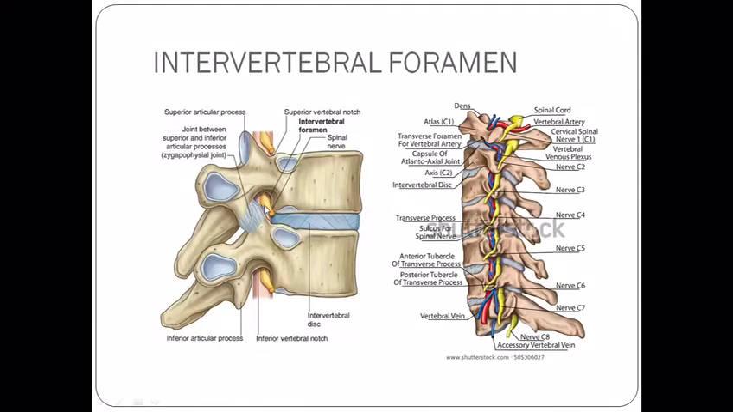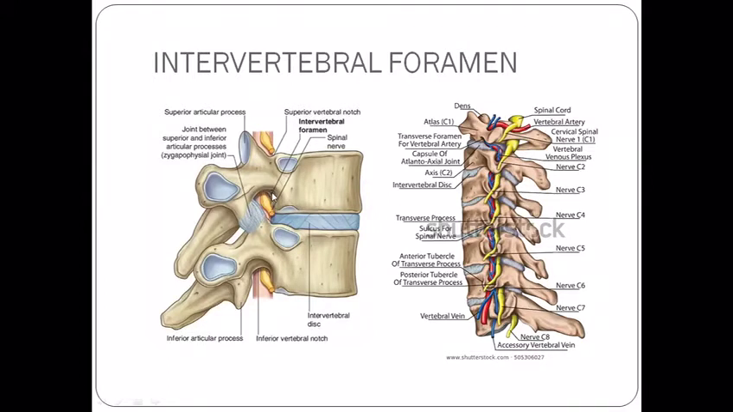Next is the intervertebral foramen. Intervertebral foramina are observed on the sides of the vertebral column, and each is bounded above by the inferior vertebral notch of the above vertebra, below by the superior vertebral notch of the below vertebra, anteriorly by the posterior aspect of the bodies of the above and below vertebrae and the intervertebral disc, and posteriorly by the zygapophyseal joints. These are the boundaries of the foramen, which is known as the intervertebral foramen.